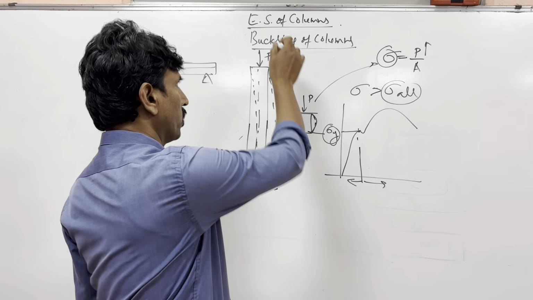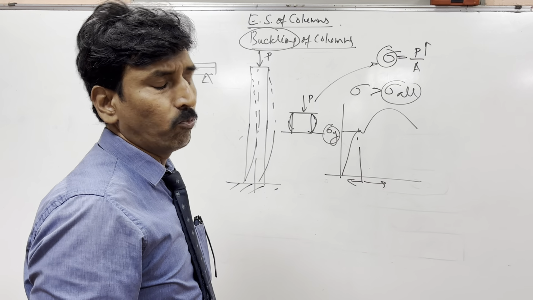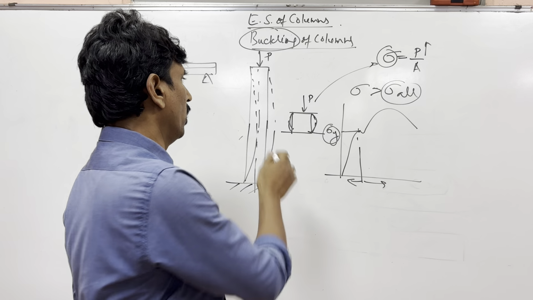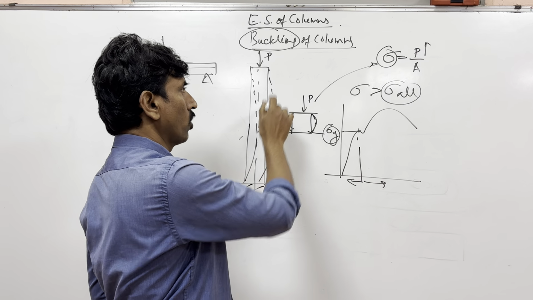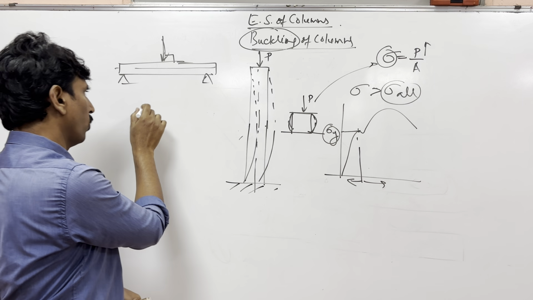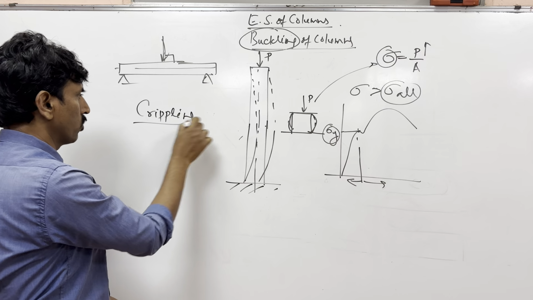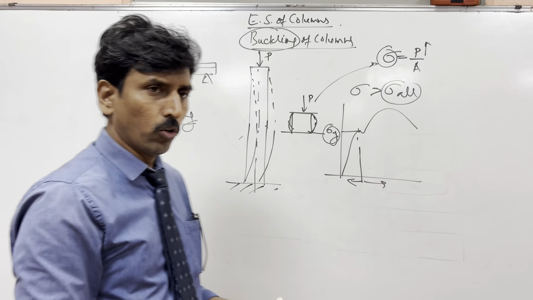This phenomenon is called elastic deformation of the column in the lateral direction, which is also called buckling of columns. Some people also use the word crippling of columns. Both buckling and crippling are used.